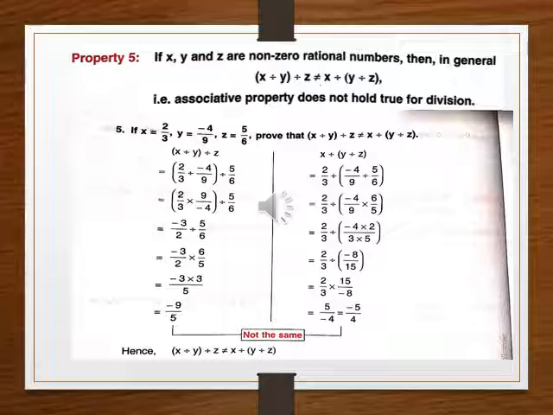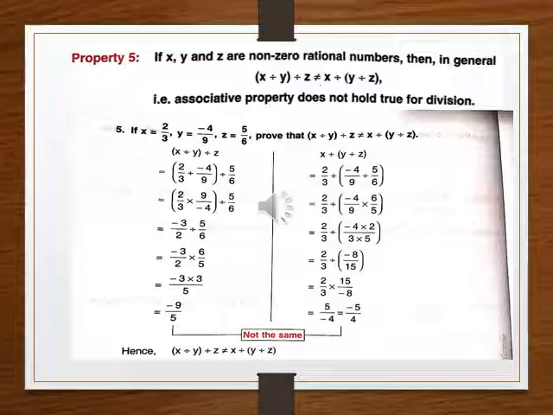So let's see the example. x, y and z are three different numbers. First we will divide x and y. Its answer is minus 3 by 2. Then minus 3 by 2 divided by 5 by 6. Again take the reciprocal, 6 by 5. So it is minus 3 into 3 upon 5, that equals minus 9 by 5.